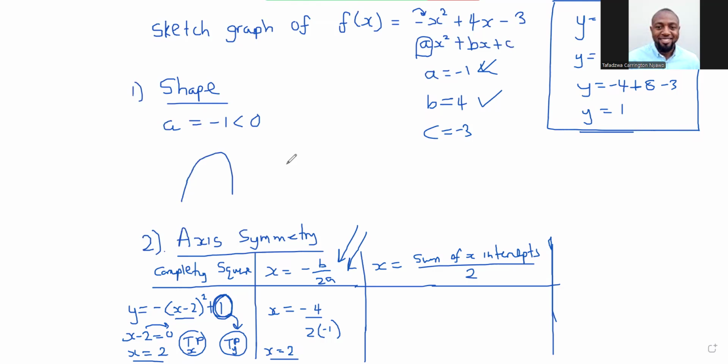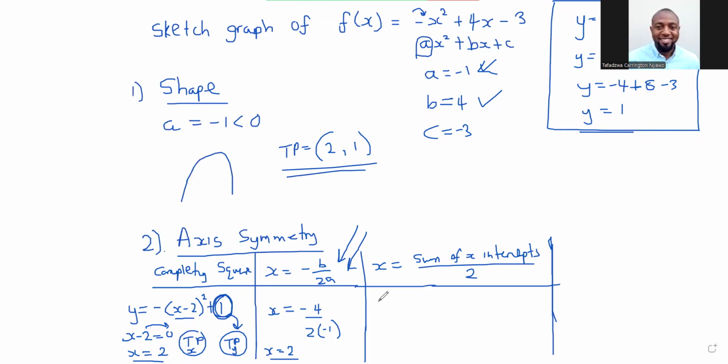So I now have my turning point, which is 2 and 1. So these are my coordinates of the turning point. I've used two formulas there. Let me see if I can use the third formula and get the same. All right, so let's use x is equal to the sum of the x-intercepts, and then you divide by 2.